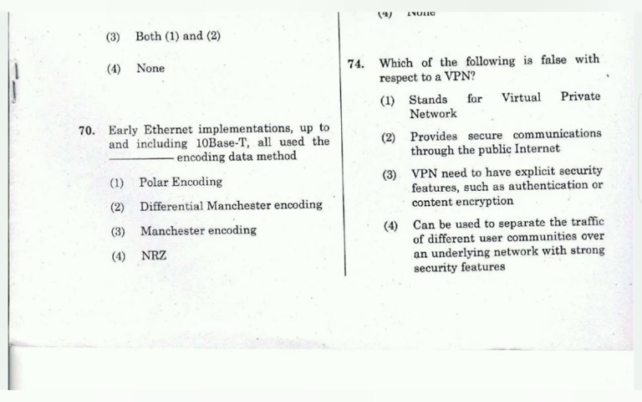Early Ethernet implementations up to and including 10-Base all used the dash encoding data method. 10-Base Ethernet uses Manchester encoding where a bit is split into two halves. So here the first half represents the 0, that is a high to low transition, and 1 is represented by a low to high transition. So option 3, Manchester encoding, is the correct answer. So this represents the high to low, that is 0, and low to high, that is 1.